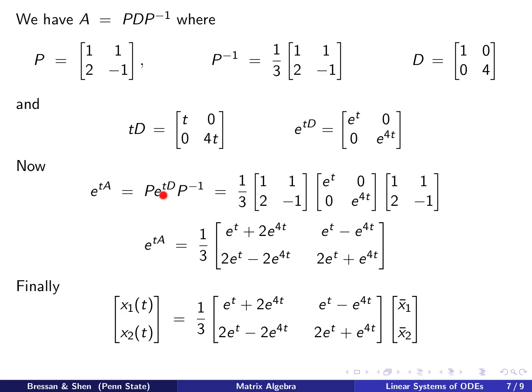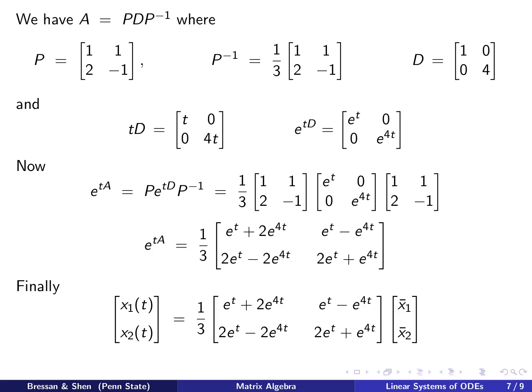It will be P times e to the TD times P inverse. And then all the information is listed here. Let's put it in. And this is the P, and then this is the e to the TD, and this one together with 1/3 is P inverse. So we have a scalar number and the three matrices. And one can carry out this multiplication. Here are very simple numbers. And if you carry it out, you get this matrix e to the TA. So we'll have 1/3, and we'll have these 4 entries of that matrix.